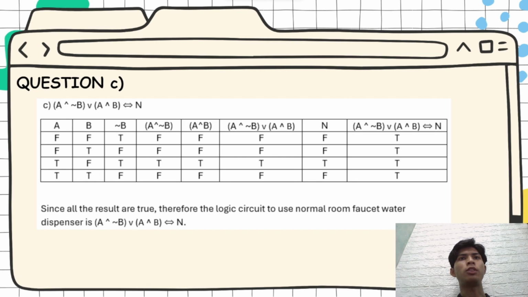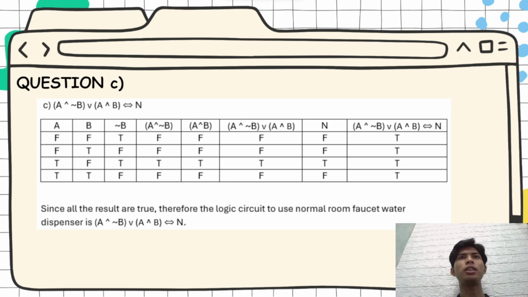For the last question, which is question C, we need to define whether A and not B or A and B is a logic circuit to use the normal room faucet water dispenser. Firstly, we need to use a truth table where the first column is A with values false, false, true and true. And column number 2 is B with values false, true, false and true. And the third column is not B with values true, false, true and false. And column number 4 is A and not B with values false, false, true and false. And column number 5 is A and B and the values are false, false, true and false.